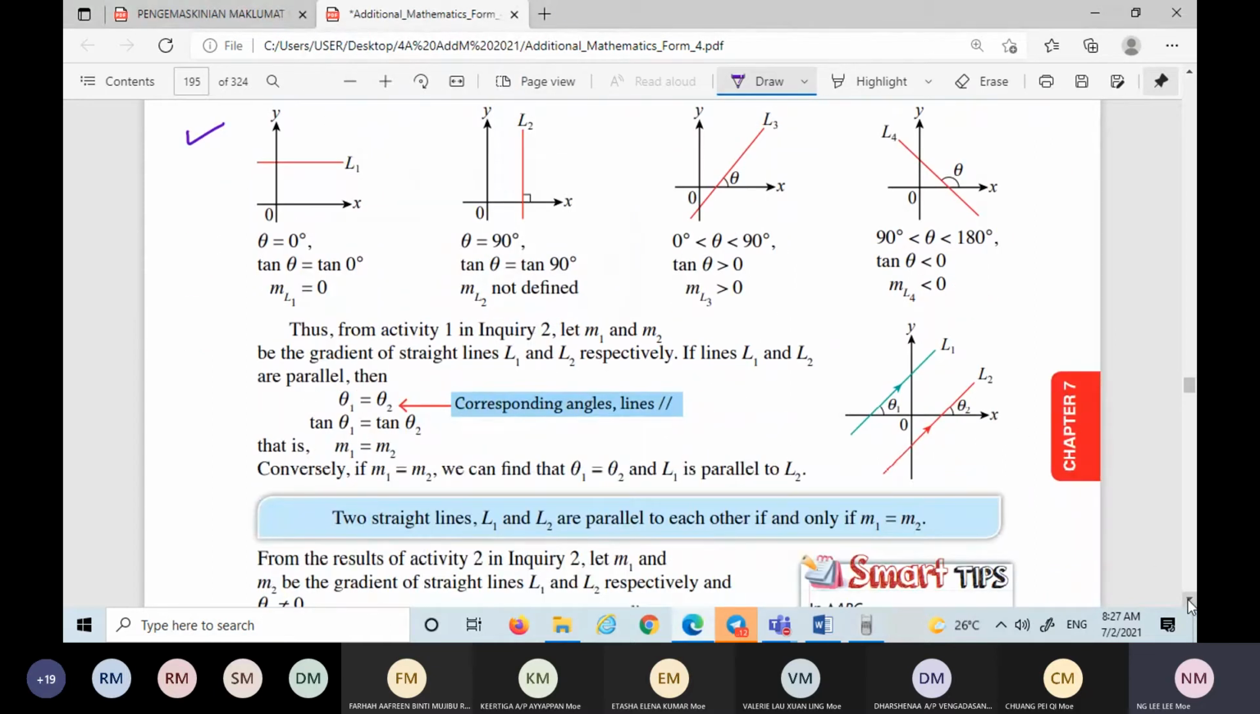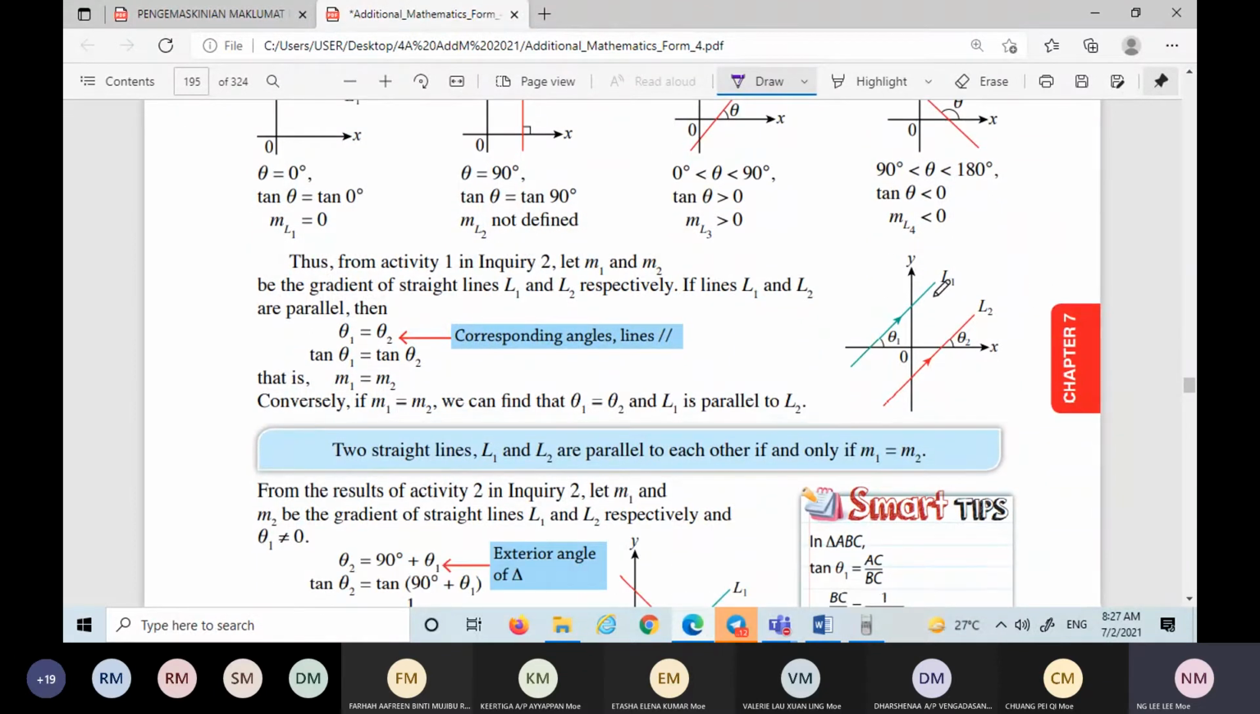This subtopic, actually, we want to see parallel lines and perpendicular lines. Now we come to parallel lines, after you know that the gradient of the line can also be tangent theta. Now you look at these two lines, L1, line 1, and L2, line 2. These two are parallel.